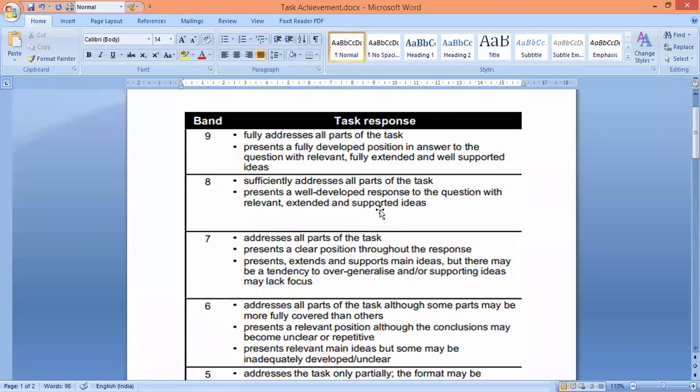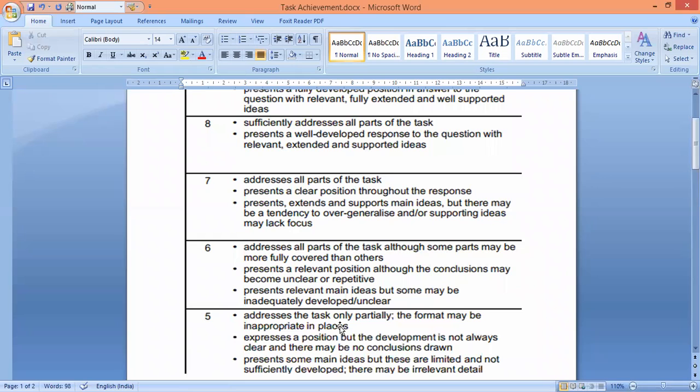There are 4 parameters for writing, but today the agenda is only task achievement or task response. So we will not talk about the other parameters, which you already know: cohesion and coherence, lexical resources, and grammatical range and accuracy. Most of the time, students struggle with task achievement. So I want to discuss what they expect you to do for a 7 band.